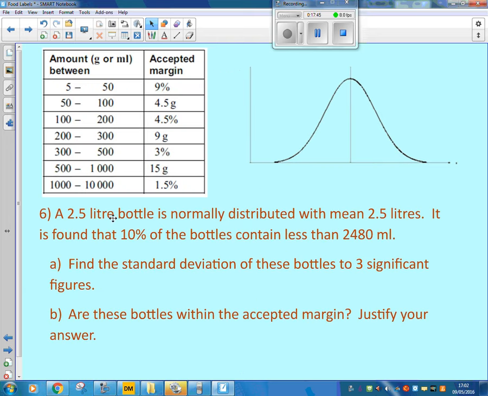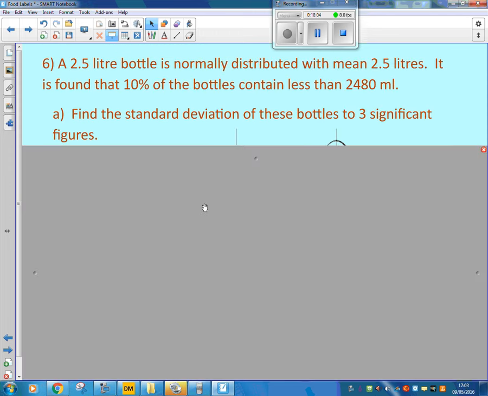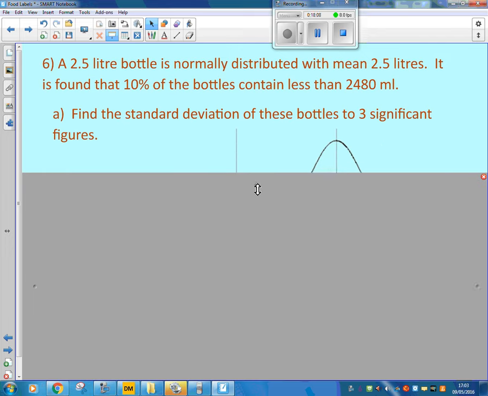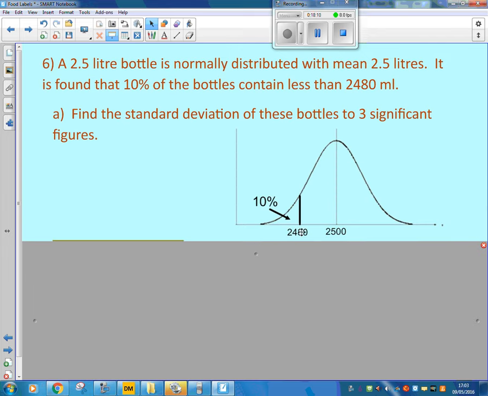A 2.5 litre bottle is normally distributed with a mean of 2.5 litres. It is found that 10% of bottles contain less than 2480 millilitres. Find the standard deviation of these bottles to 3 significant figures and then see if they're in accepted margin. Let's do the standard deviation bit first. So, 10%, 2480. So 10% of them are below 2480, and 2.5 litres of course is 2,500 millilitres.